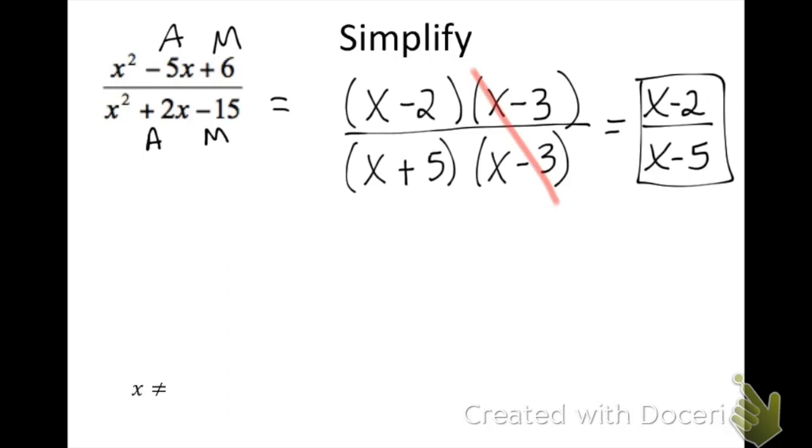Now we need to see what values x can't be. So look at our factored form here. We're only looking at the denominator, at the bottom of the fraction. The numerator doesn't matter because we can have 0 in the numerator, we just can't have 0 in the denominator. So here, x can't be negative 5 or positive 3. If x were negative 5, this term would be 0. And if x were 3, this term would be 0. Even though we're canceling out that x minus 3, we have to account for it.